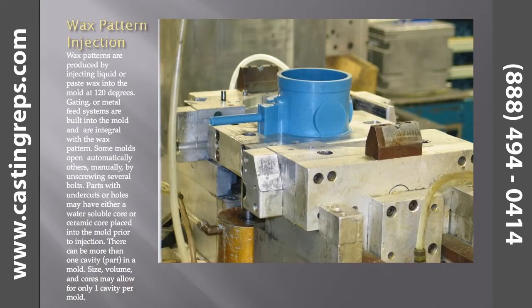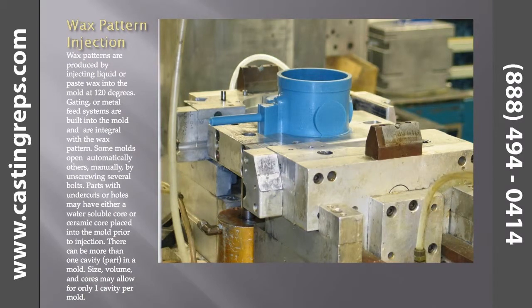Wax pattern injection. Wax patterns are produced by injecting liquid or paste wax into the mold at 120 degrees. Gating or metal feed systems are built into the mold and are integral with the wax pattern. Some molds open automatically, others manually, by unscrewing several bolts.